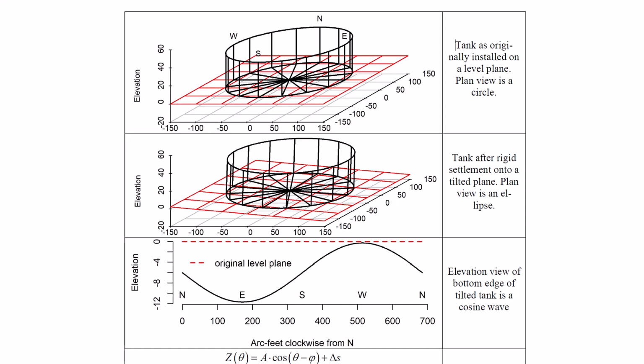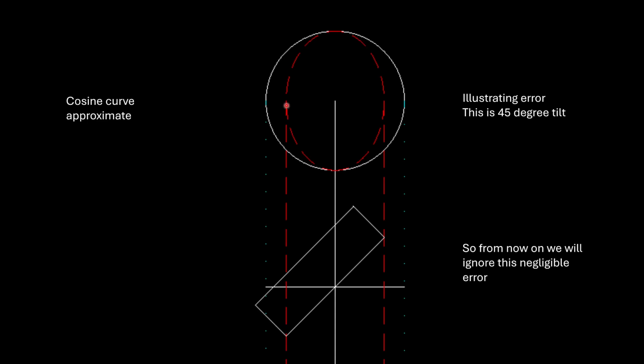Anyway, what does the cosine curve have to do with this? The distortion of the tank bottom away from this tilt plane is what differential settlement is. And here's a plot of the cosine curve. The cosine curve represents the flat perimeter on a tilt plane.